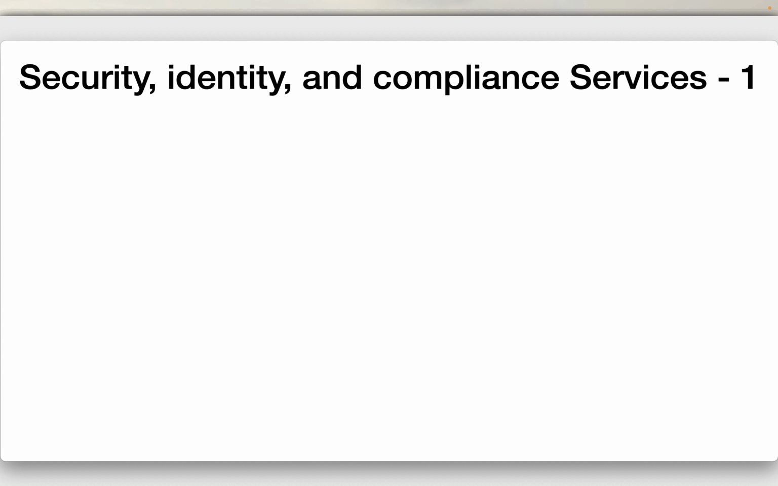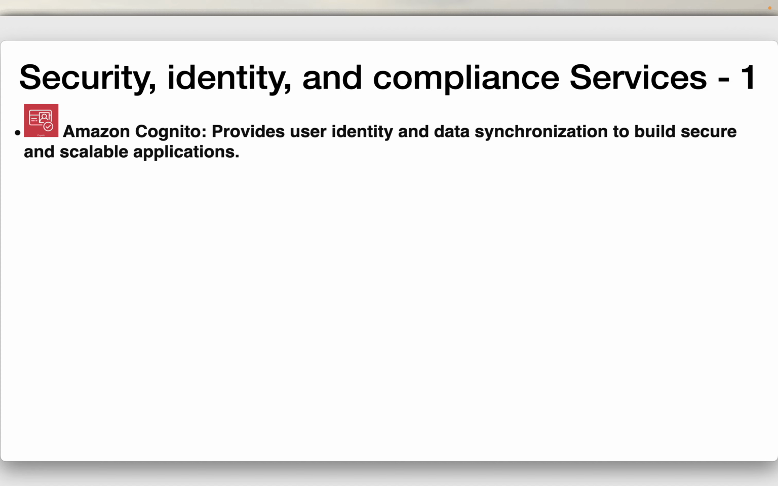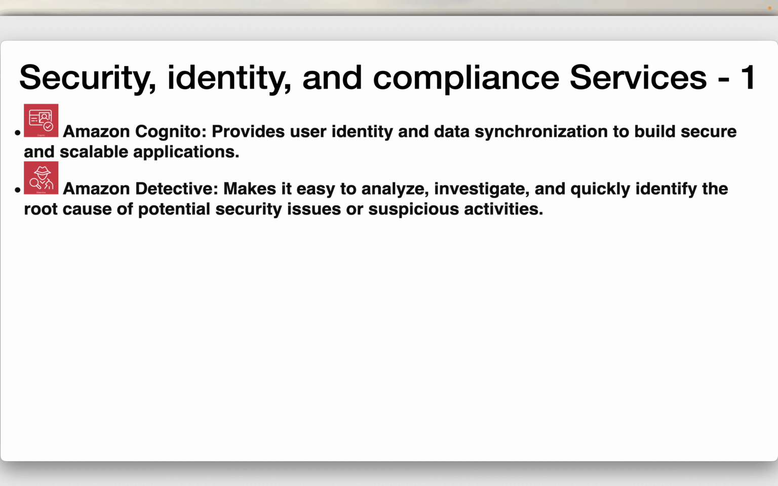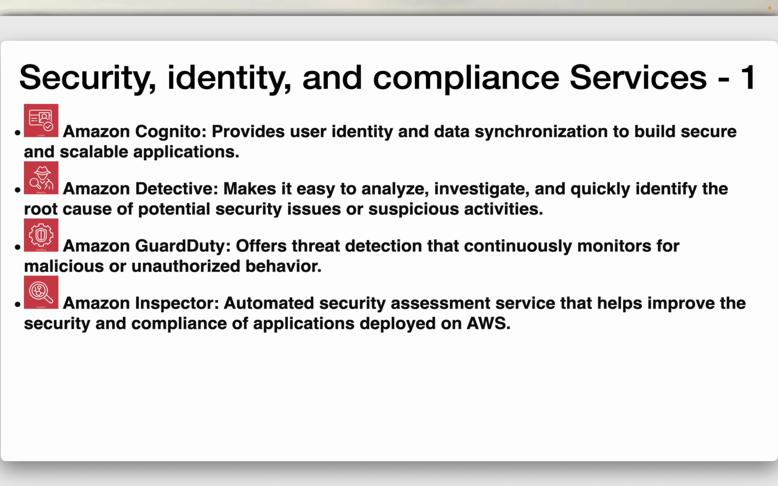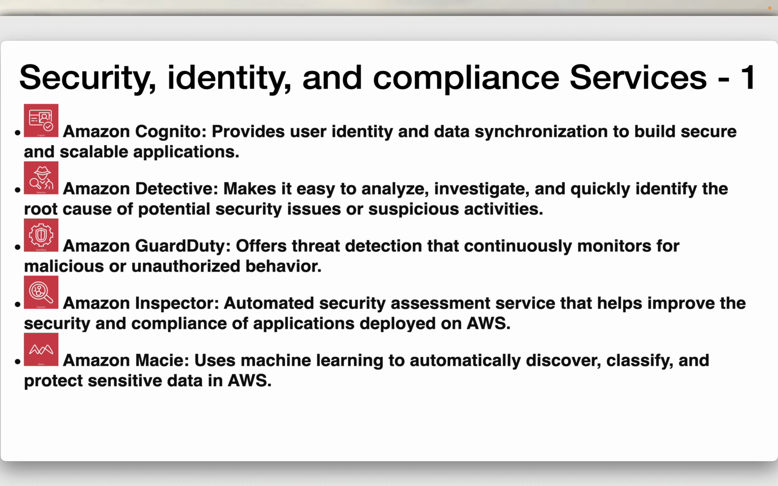Security, Identity, and Compliance Services Part 1. Amazon Cognito provides user identity and data synchronization to build secure and scalable applications. Amazon Detective makes it easy to analyze, investigate, and quickly identify the root cause of potential security issues or suspicious activities. Amazon GuardDuty offers threat detection and continuously monitors for malicious or unauthorized behavior. Amazon Inspector, automated security assessment service that helps improve the security and compliance of applications deployed on AWS. Amazon Macie uses machine learning to automatically discover, classify, and protect sensitive data in AWS.